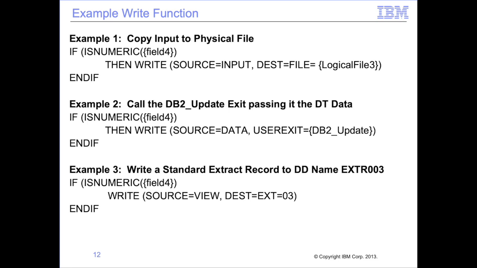Each of these example statements first tests a field 4 to see if the value is numeric. If it is, then data will be written in some way. In example 1, the input data will be copied to an assigned copy input, source equals input, to a physical file associated with a specific logical file, destination equals file. In example 2, the write verb causes a call to the db2 update user exit, user exit equals db2 update. It passes the DT area data of the view, source equals data. In example 3, the write verb writes a standard extract record, source equals view, to the DD name EXTR003, destination equals extension equals 03.